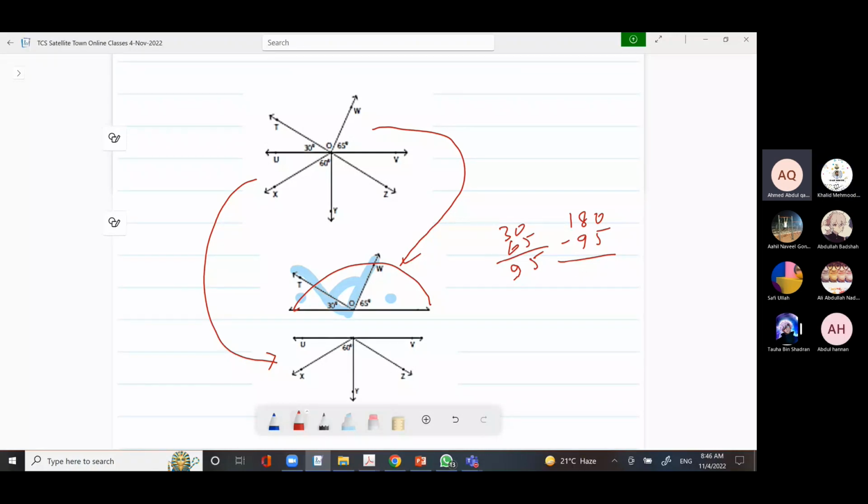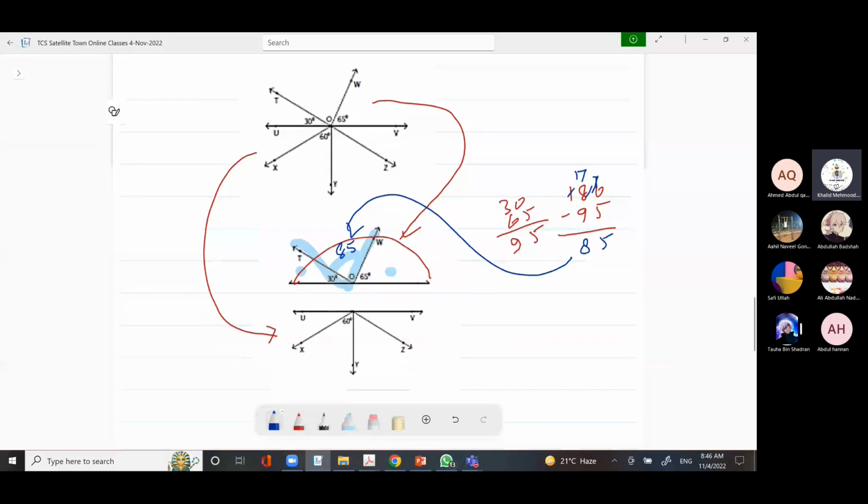180 minus 95 equals. Are you sure? 90? No, check it out. 180 minus 95, we'll be taking carry. This becomes 10, so 10 minus 5 is 5. And 7 minus 9... 85. Yes, you are right. This is 85. Every one of you is perfectly right.